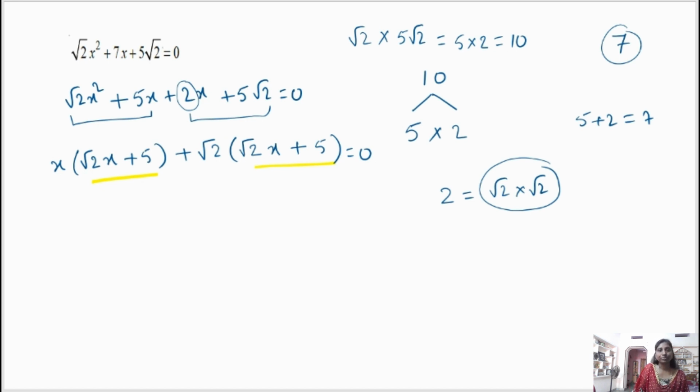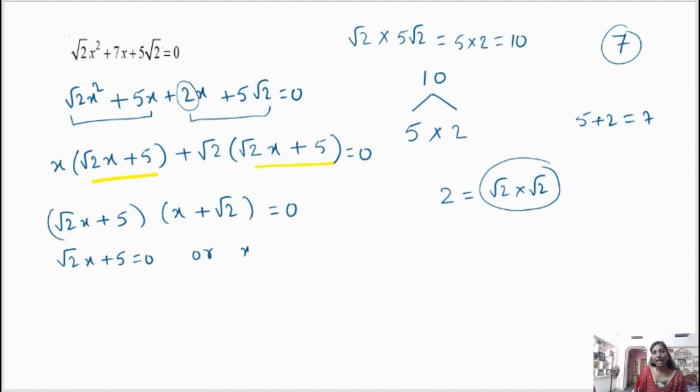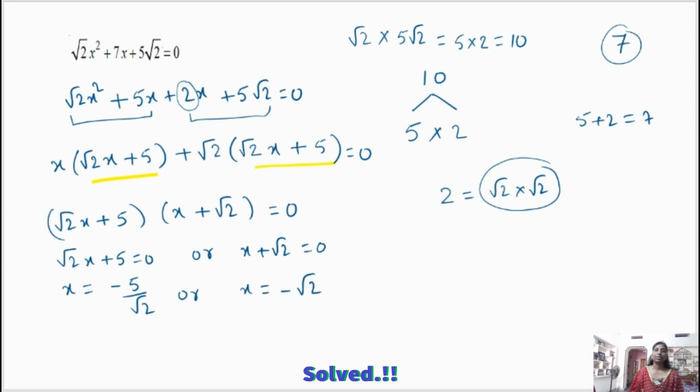Okay, now here root 2x plus 5 is common, and x plus root 2 is equal to 0. Means root 2x plus 5 is equal to 0, or x plus root 2 is equal to 0. It means x is equal to minus 5 by root 2, or x is equal to minus root 2. Okay, problem solved. Isn't it easy? Now go to the next question.